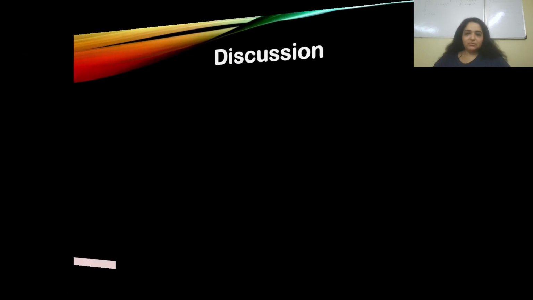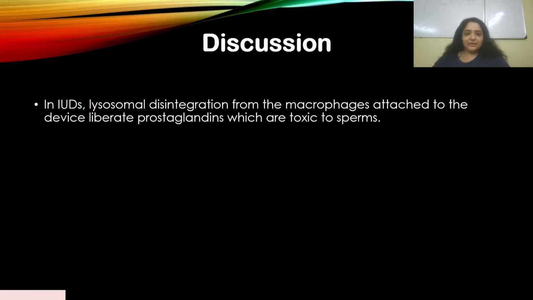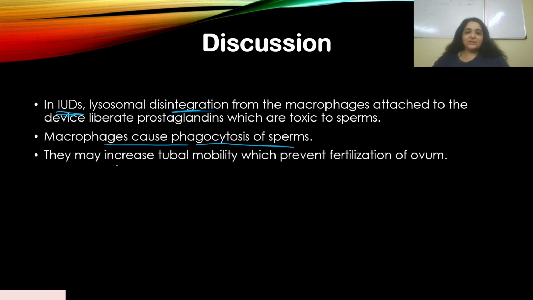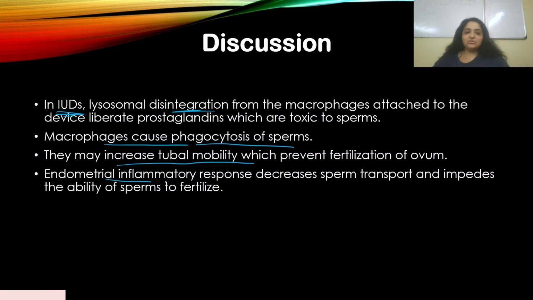We'll go into this in detail. I've already discussed this. What happens is there's lysosomal disintegration from the macrophages that are attached to the device, and they liberate prostaglandins that are toxic to the sperm. So these macrophages actually cause phagocytosis of sperms. I've already explained this over here. They may also increase tubal motility, which prevents fertilization, and they also carry out an inflammatory response in the endometrium, which decreases sperm transport and impedes the ability of sperms to fertilize.